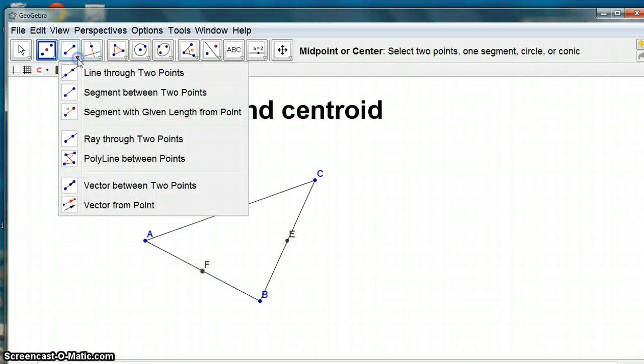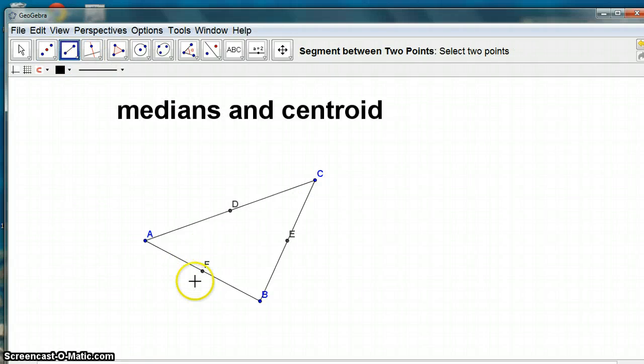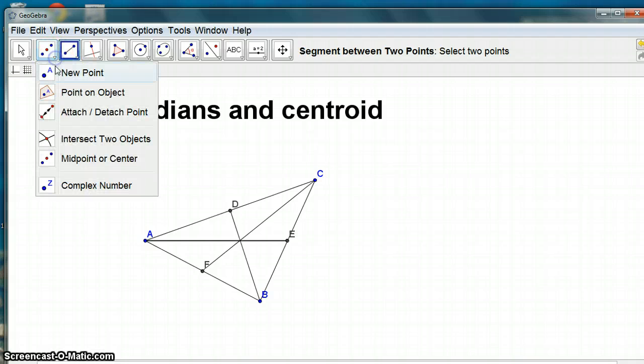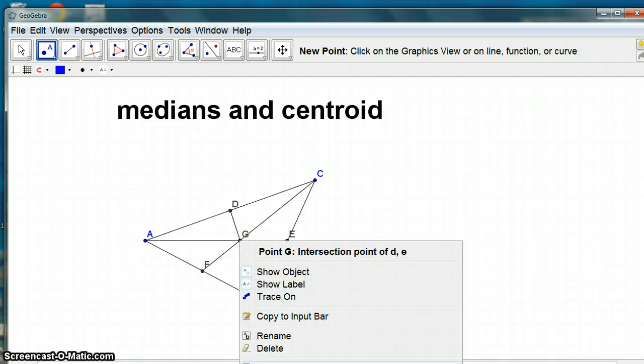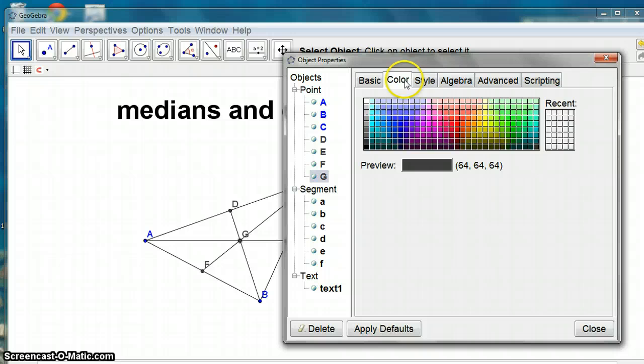Then to get the median, I go between the midpoint of that side and the opposite vertex. Now what I can do is pop that point in the middle. Now I'm going to make that one red and large.